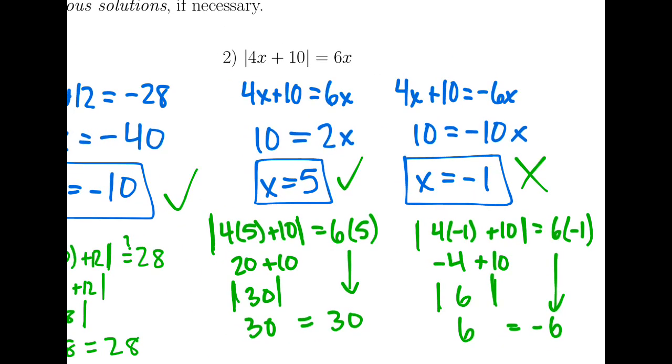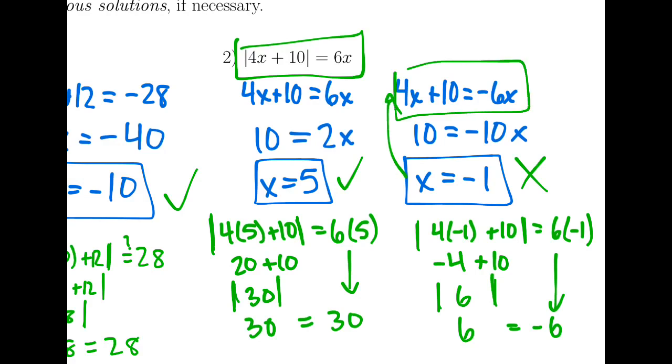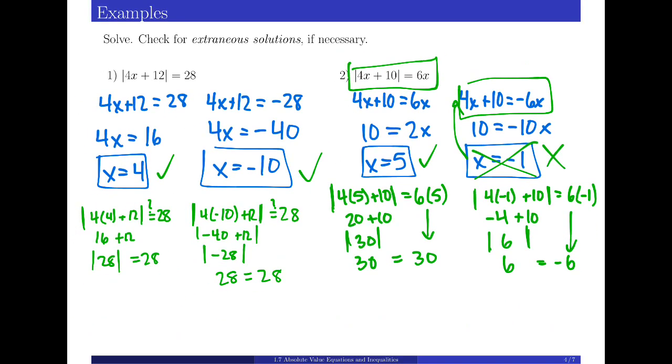We have to go back and check that in the original. If you only go back and plug that negative 1 in here, it's going to work out. But we have to go back and plug that into the original. Negative 1 ends up not working, so we reject that as a solution. That is an extraneous solution. So the giveaway is if there's an x outside of the absolute value, there may be an extraneous solution.